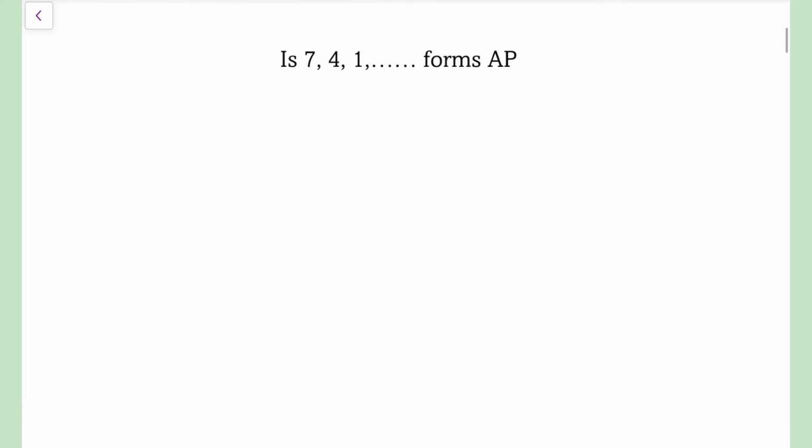Next is 7, 4, 1, and so on forms an AP. So first 7 is A1, first term, 4 is second term A2, 1 is third term A3. So let us find out the difference. A2 minus A1. A2 is 4 minus A1 is 7. 4 minus 7 is minus 3.